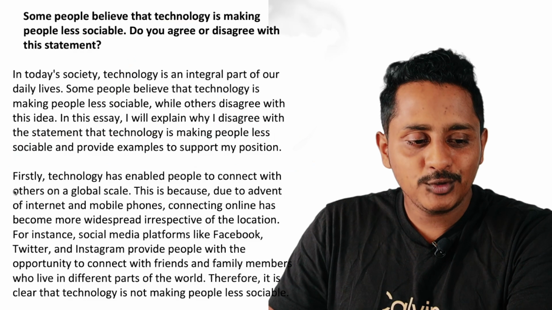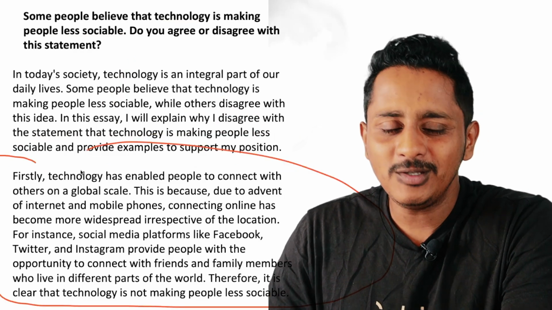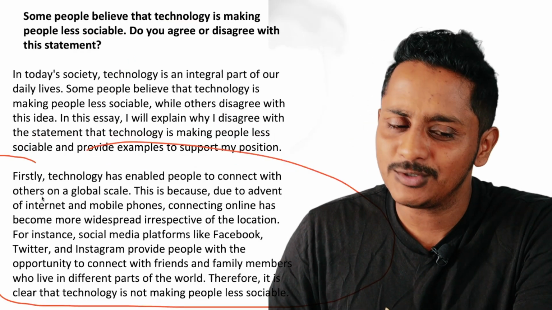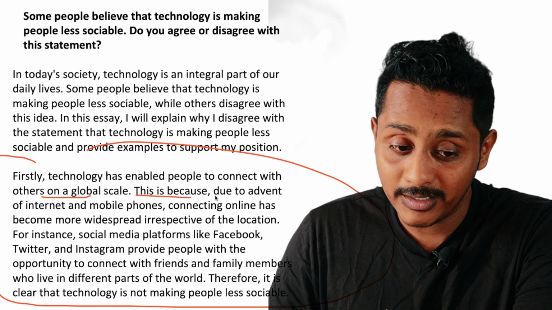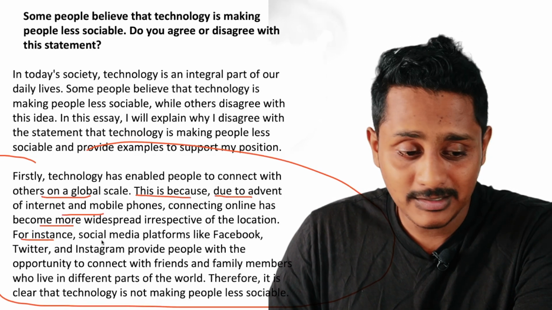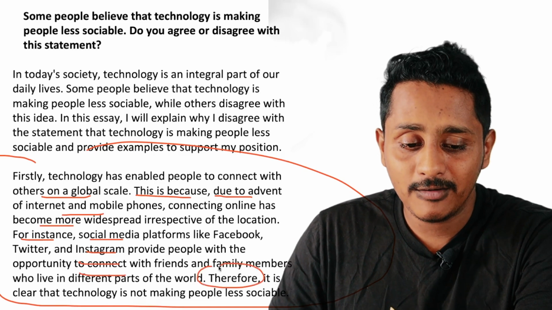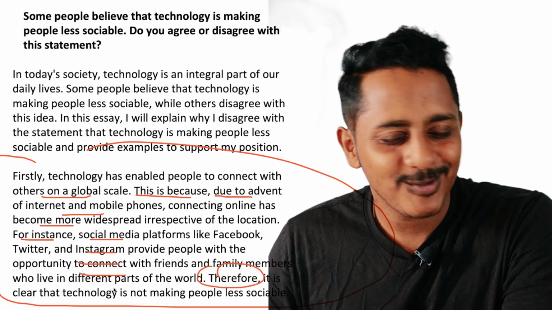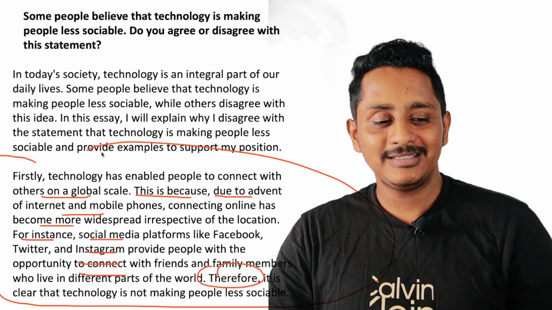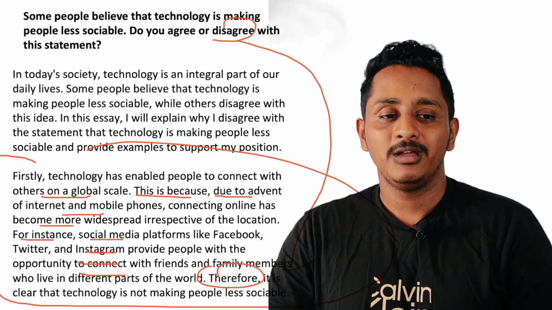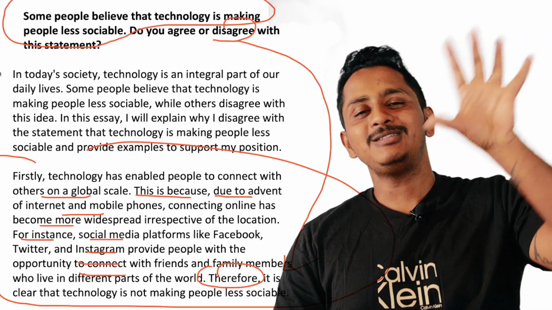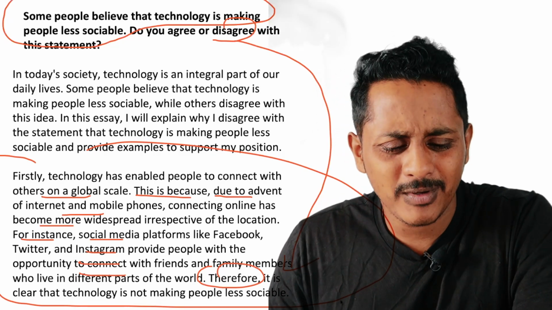So, firstly, you talk about the main idea for disagreeing. Technology has enabled people to connect with others on a global scale. This is because, write the supporting idea. For instance, write an example. Therefore, it is clear that technology is not making people less sociable. I disagreed and I have proved why I disagreed. Main idea, supporting idea, example, nothing much in that, simple one.